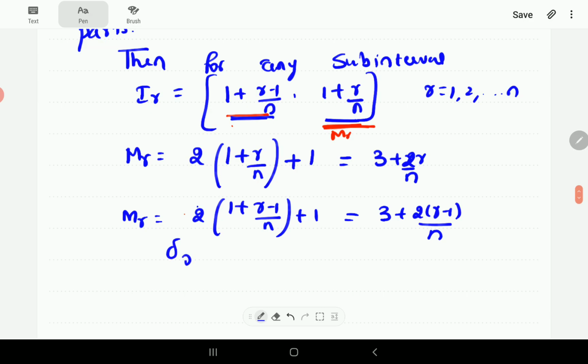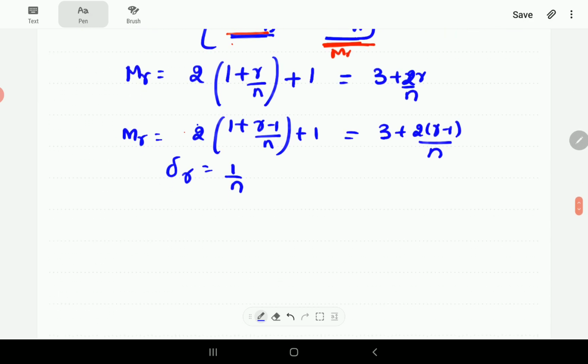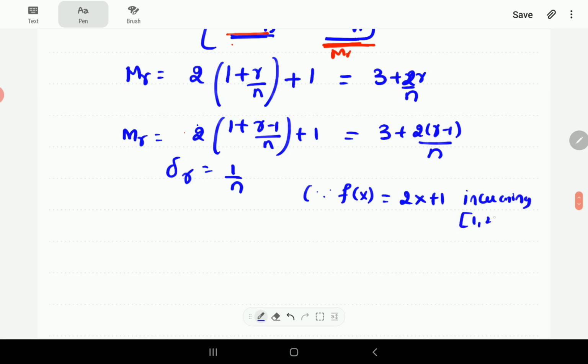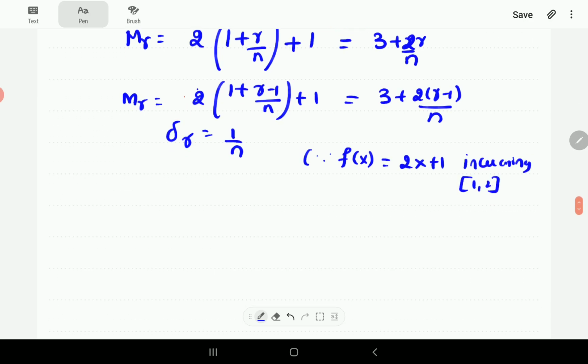And what is our delta r? Delta r is this minus this, so we simply get 1 by n. Since f of x is equal to 2x plus 1, it is increasing in the closed interval 1 to 2. So therefore we have taken these values.